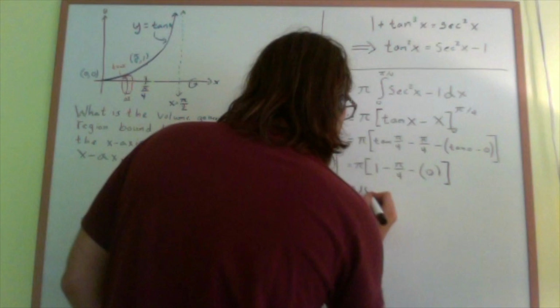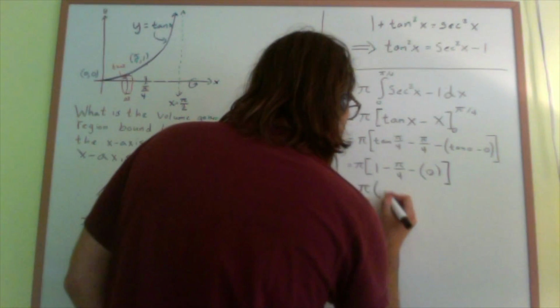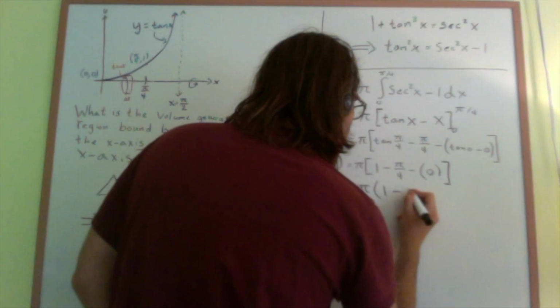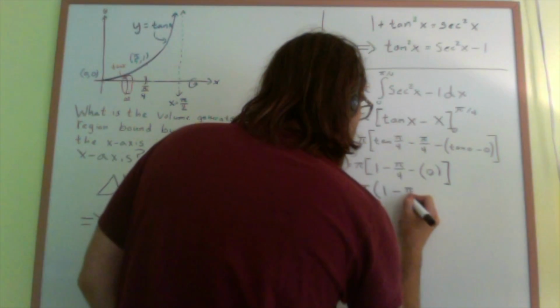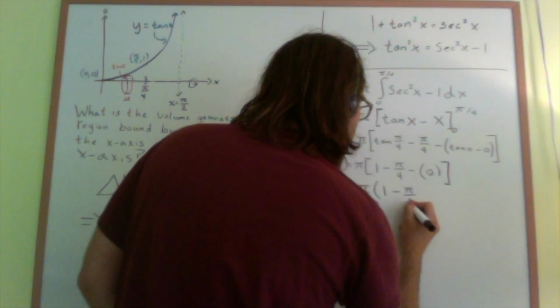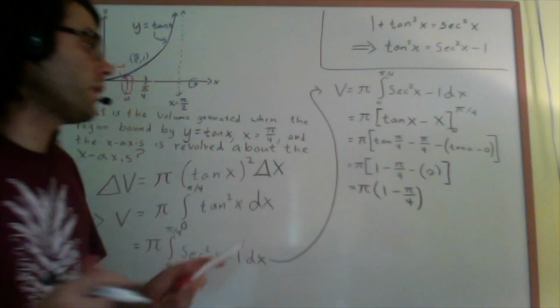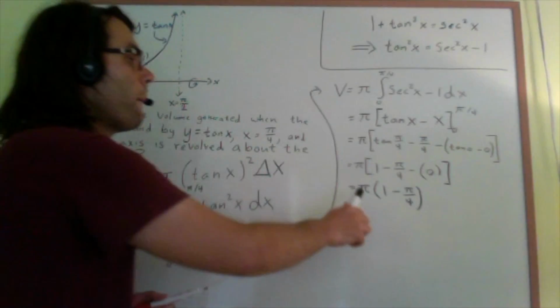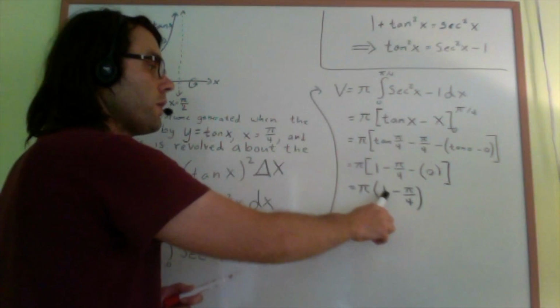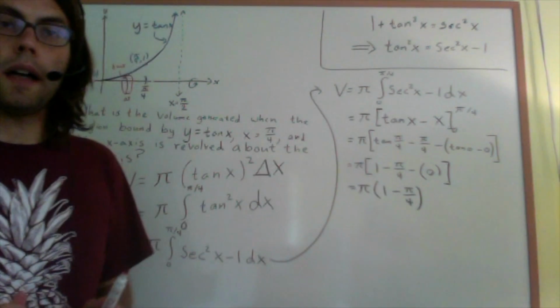I'm going to switch to parentheses. And there is our final answer, pi times the difference of 1 and pi over 4.